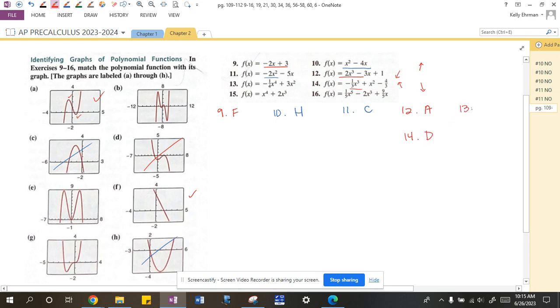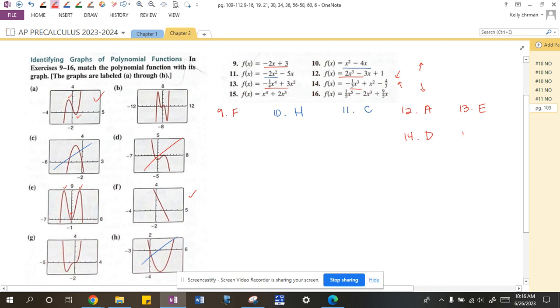Now back to 13. That's degree 4. It's got to be opening down. So it might be a W shape or something with some fluctuation like these, opening down. And again, we have 1, 2, 3 relative extrema, relative max and mins, which corresponds to a degree 4 polynomial. So 13 has to be E.